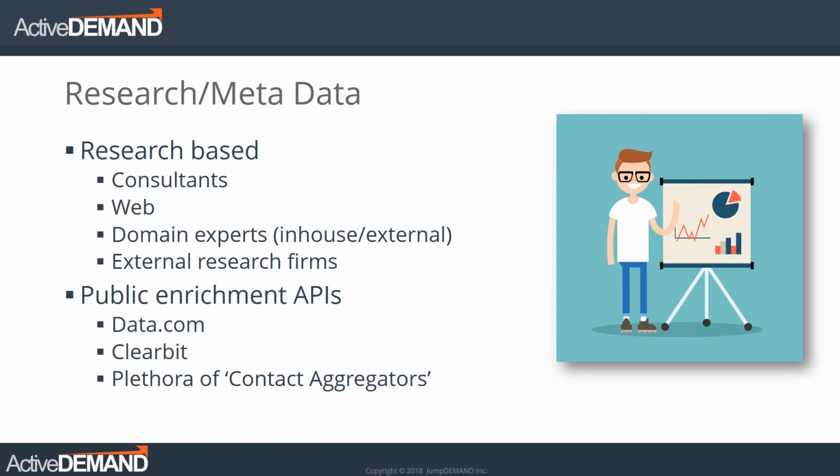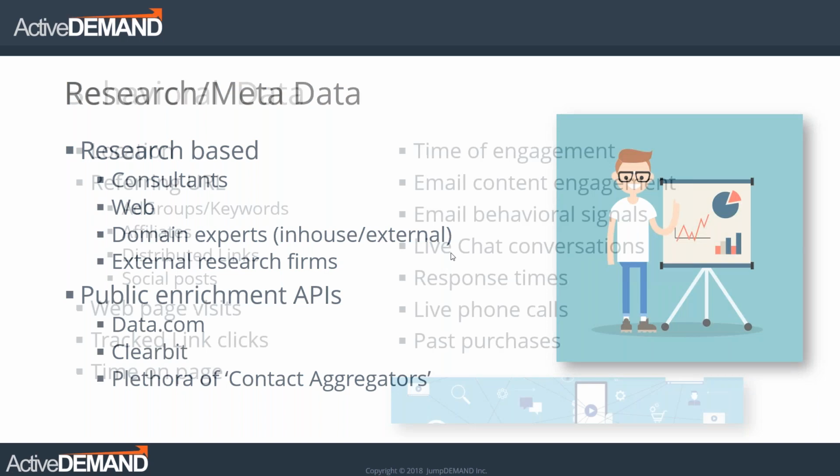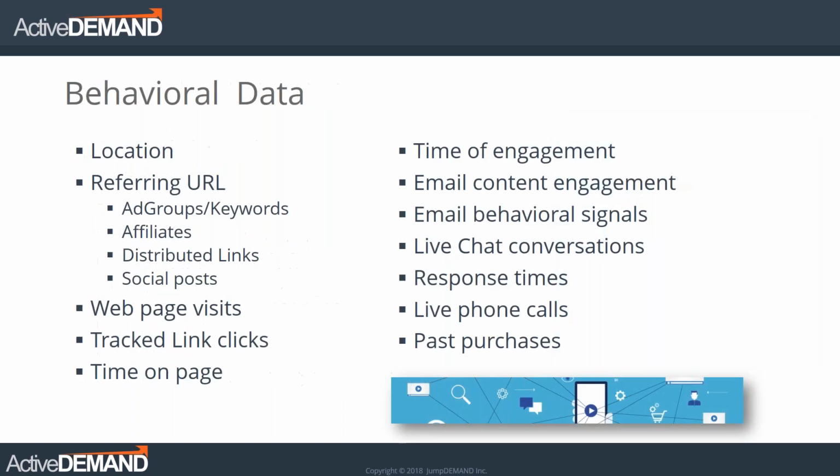And we'll get this data either from consultants or in-house subject matter experts, or maybe we'll do a bit of web investigation or look at the news or external research firms, or even pull in some data from, say, some of the public enrichment APIs like data.com or Clearbit or any of these contact aggregators that are out there. There's lots of them.